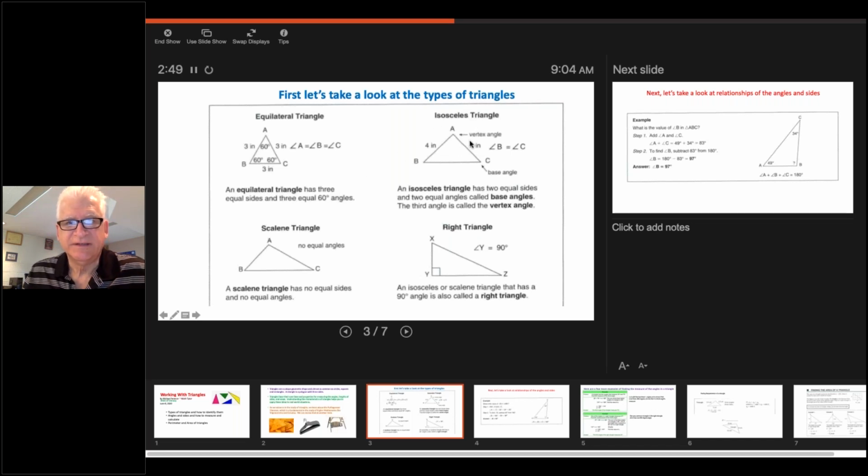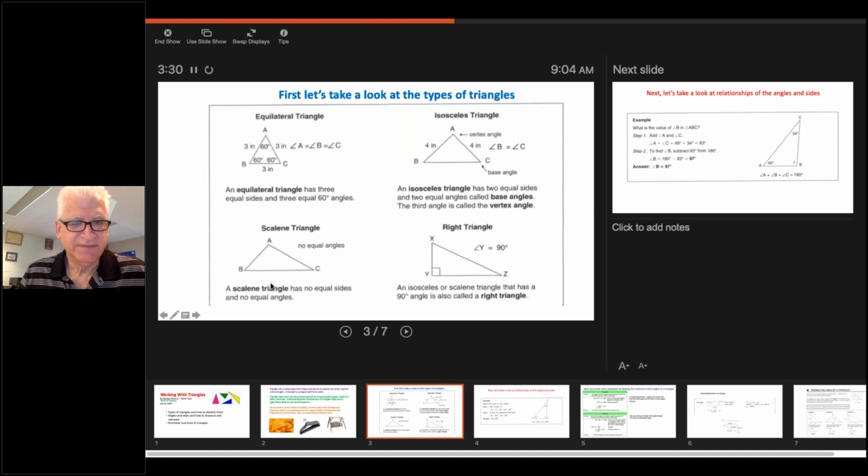An isosceles triangle has just 2 equal sides. In this case, they're referred to as BA and AC. BA means the side that's between the angle B and the angle A. AC is the side between angle A and angle C. So in an isosceles triangle, there are 2 equal sides and a base. And the angle opposite the base, which is A, is called the vertex.